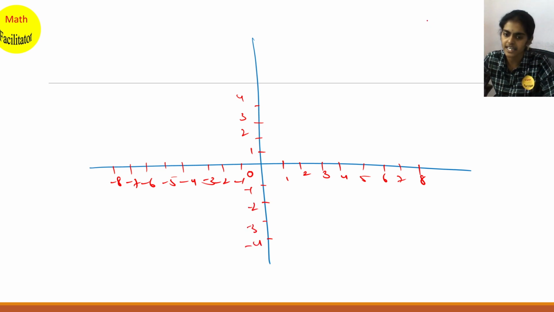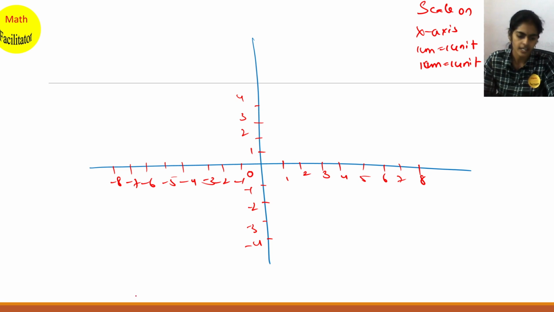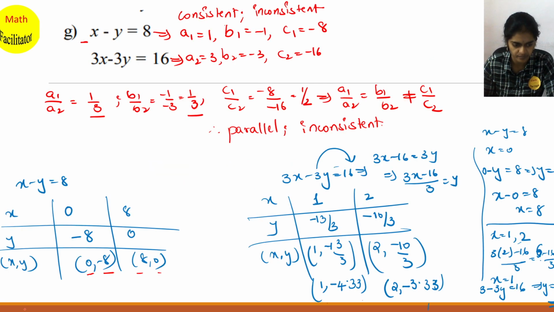What is the scale? Scale on the x-axis: 1 centimeter equal to 1 unit. We have taken 1 unit. On the y-axis also 1 centimeter equal to 1 unit. So this is the scale. Scale on x-axis 1 centimeter is 1 unit. Y-axis 1 centimeter is 1 unit. Now let us plot these points.